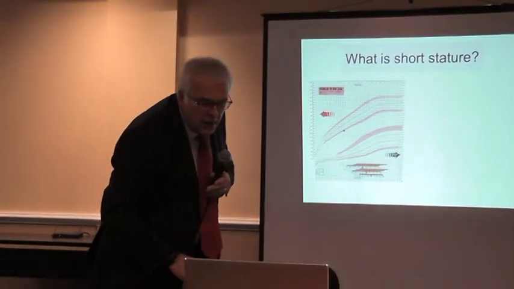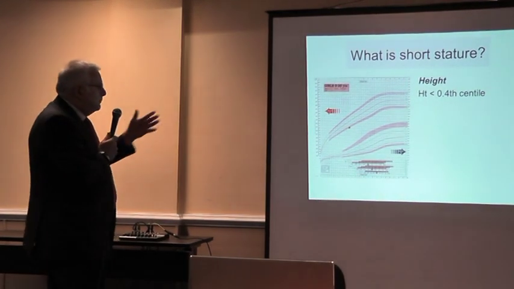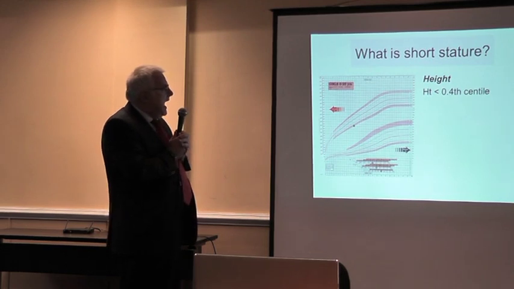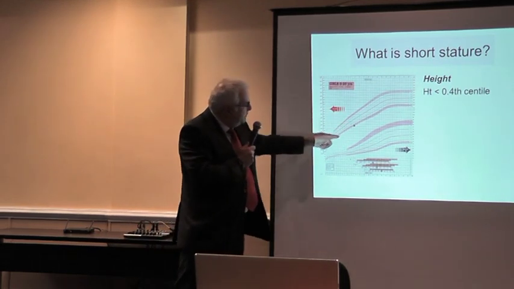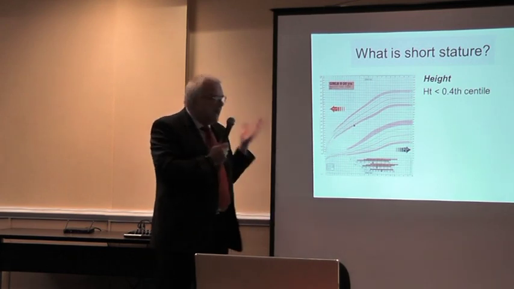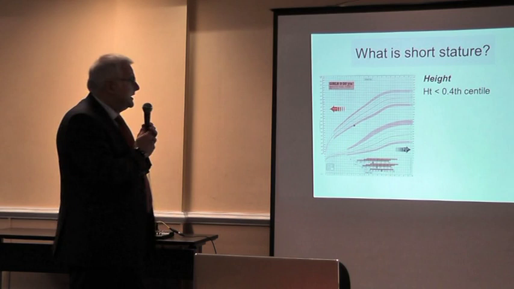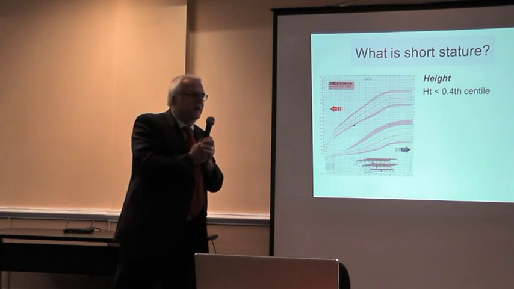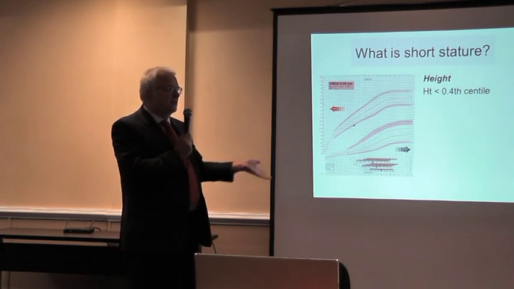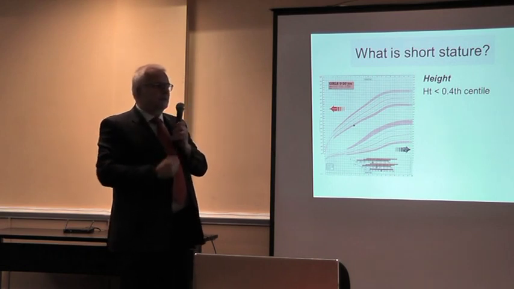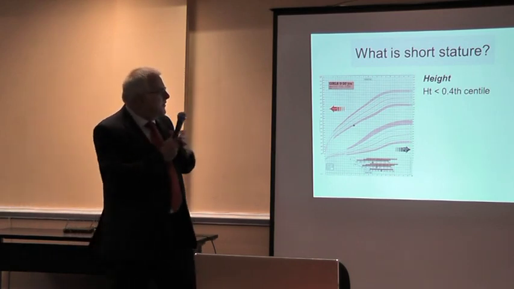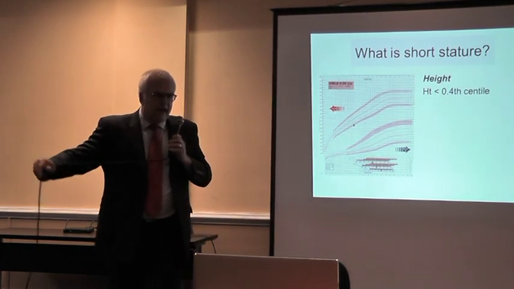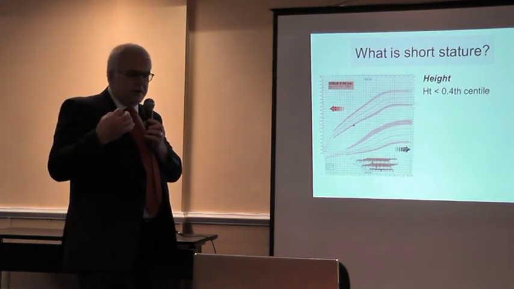So we plot a child's height onto this graph, and if the height is falling below this bottom centile, the 0.4th centile, then that's considered to be quite significant short stature. What 0.4th means is that 99.6% of children are taller and 0.4% of children are shorter than that individual. So the further down below the line here, the more likely there is to be a major cause for the growth problem.